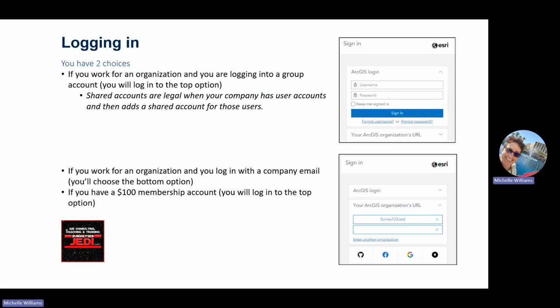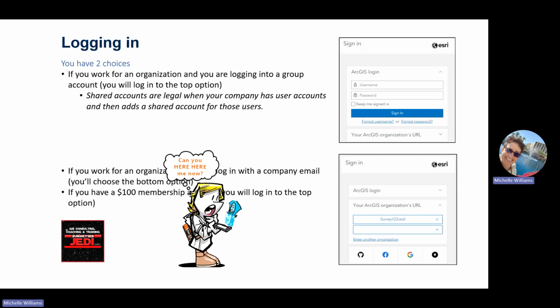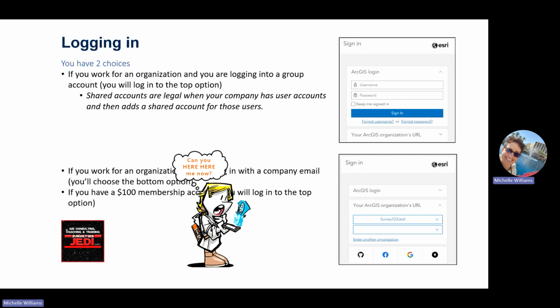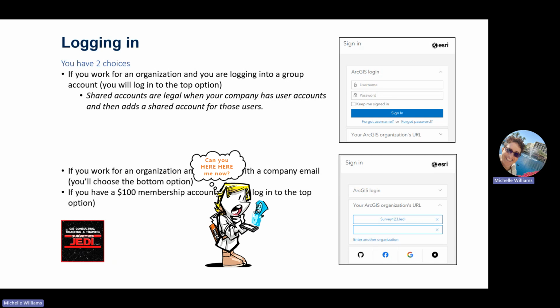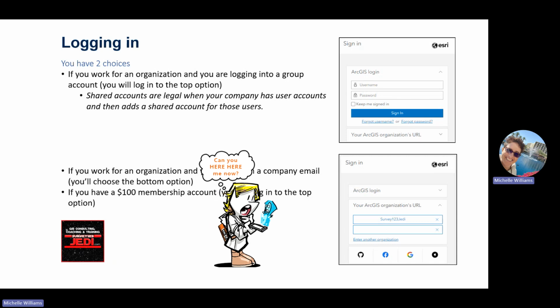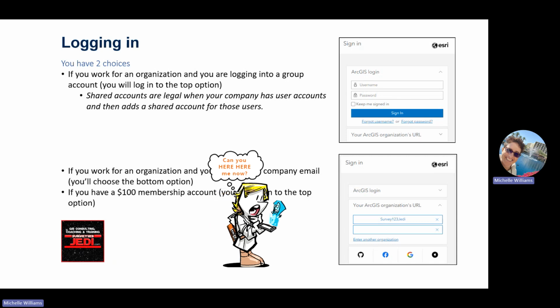There's a few ways that you can log in. You'll notice there's the top part, which has the username and password. And then below is an option that gives you the organization URL. So back to the top, if you work for an organization and you're logging into a group account, you'll use that option. And that is legal if everybody has their own personal account, and then you have a shared account wherever certain people can attach to.